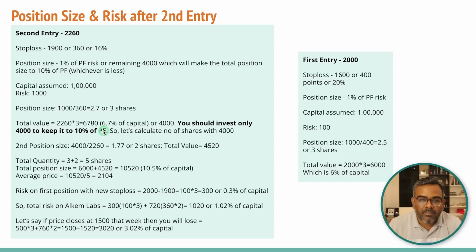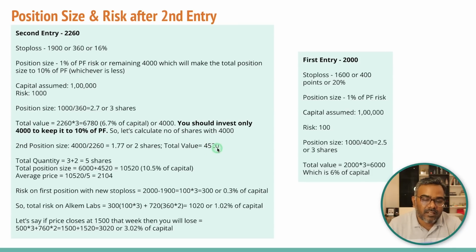Now it's okay, you can go ahead and buy 12.7% if you're aggressive, but if you're a beginner or if you do not want to be aggressive, I would only invest the remaining 4,000, right? So 10% is a maximum. So 10% minus 6% is 4%, which means you will invest only 4,000, right? So if you have to invest 4,000, all you have to do is calculate the number of shares, which brings us to 4,000 divided by 2260, which is 2 shares, right? So total value would be 4520.